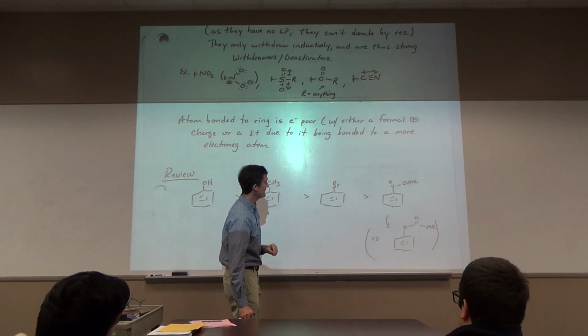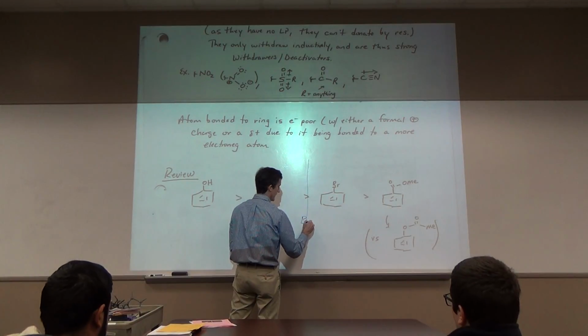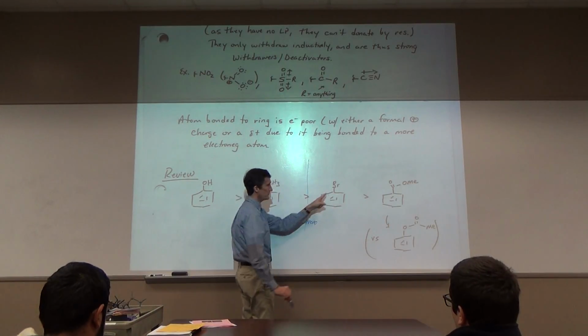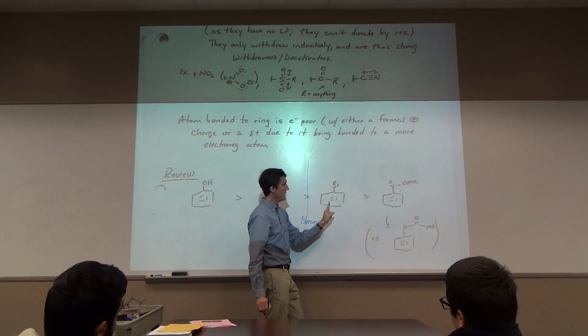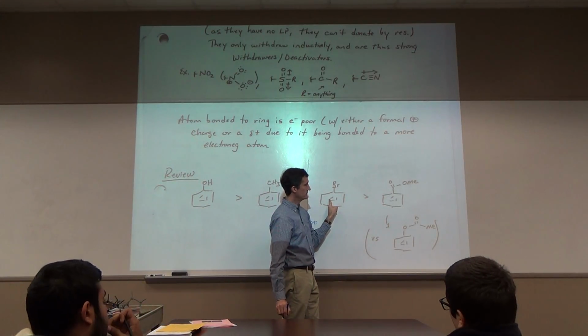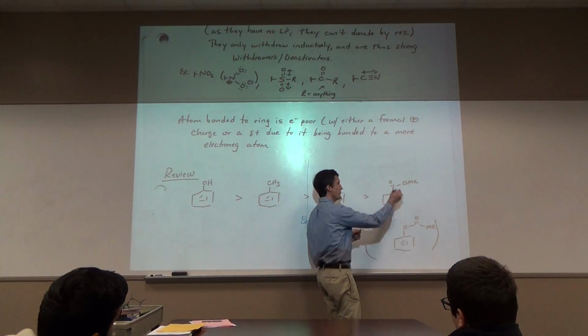Okay. Where would benzene fall? This is benzene. So bromobenzene with group 3 is less reactive than benzene. And then that's less reactive than this. That's a group 4.